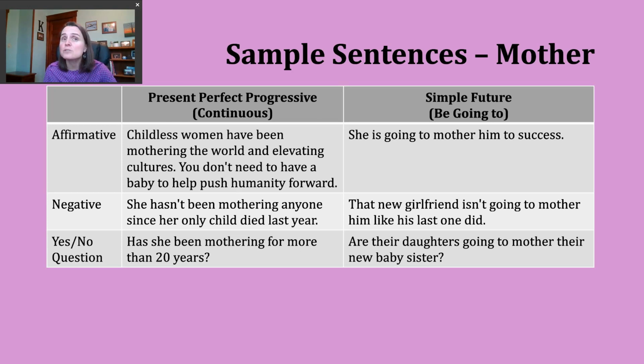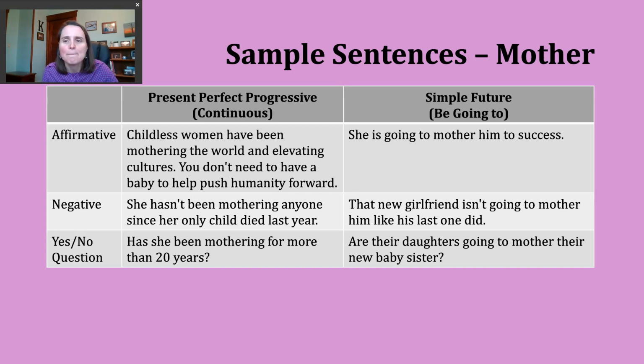So if our subject is I, use am, going to, and the base verb. If your subject is you, we, or they, use are, A-R-E, going to, and the base verb. And finally, if your subject is he, she, or it, you'll use is going to and the base verb. Let's take a look at an example.